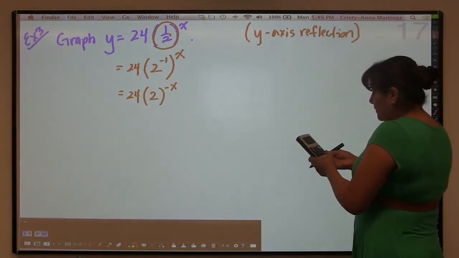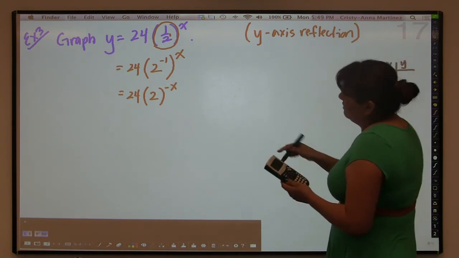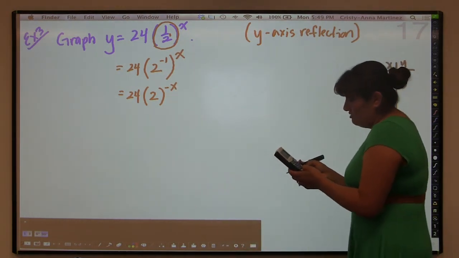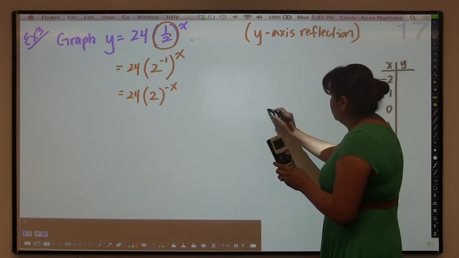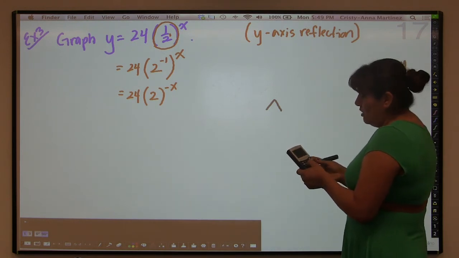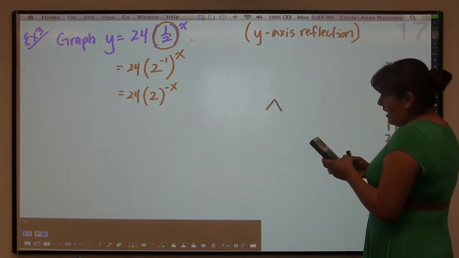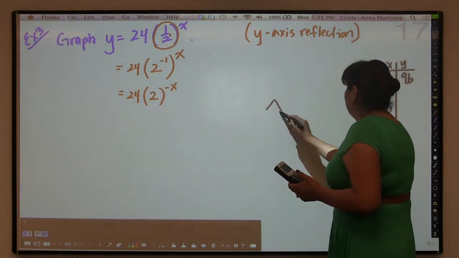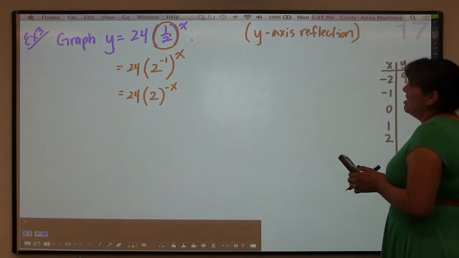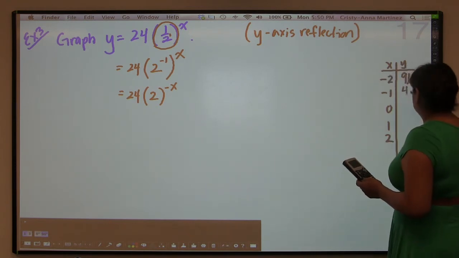So we're going to go 24, and it's really important that when you're putting this in the calculator, that you put the 1/2 in parentheses. So 24, I use the multiplication button, parentheses, 1 divided by 2, close parentheses, and then I use a little caret key to raise it to the x power. I want to use -2 because that's what x is going to be. And I get 96. So you see, we're going to have a really big y value for that. So then we're going to do -1. Same thing, I'm going to go 24 times parentheses 1 divided by 2, close parentheses, raise it to the -1 power, and I get 48.